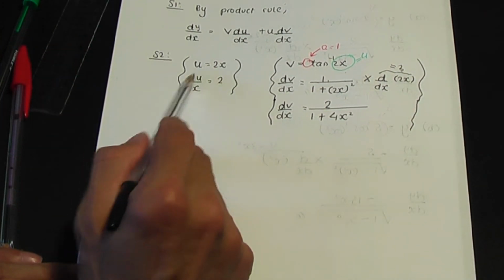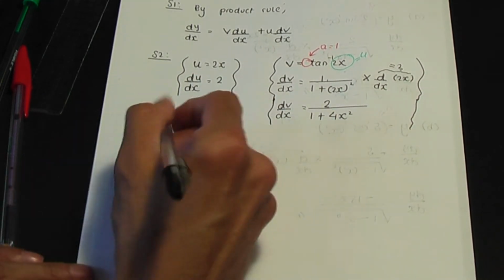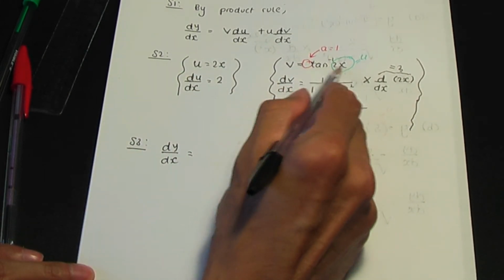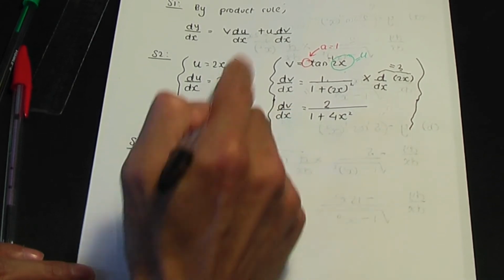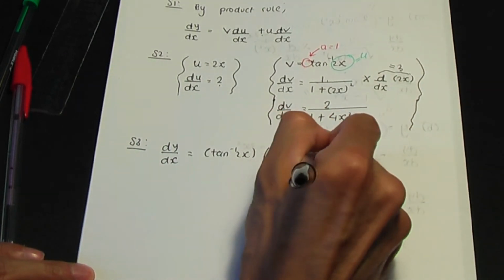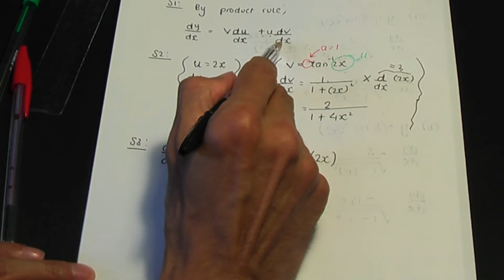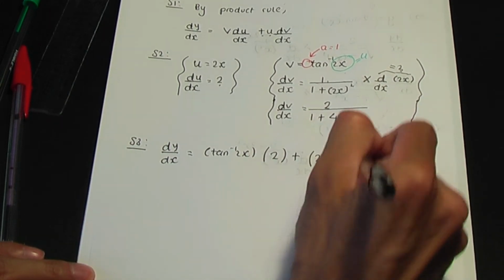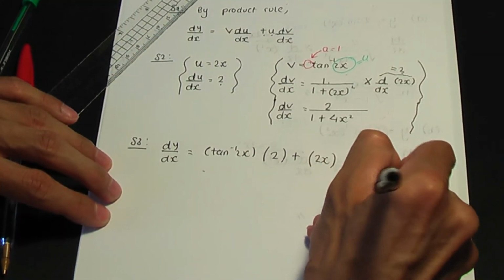Let's replace du by dx and dv over dx, as well as u and v, in our product rule. So dy by dx is v, which is tan inverse 2x, multiplied by du over dx being 2, plus u, which is 2x, multiplied by dv over dx, which is 2 over 1 plus 4x squared. So 2 divided by 1 plus 4x squared.